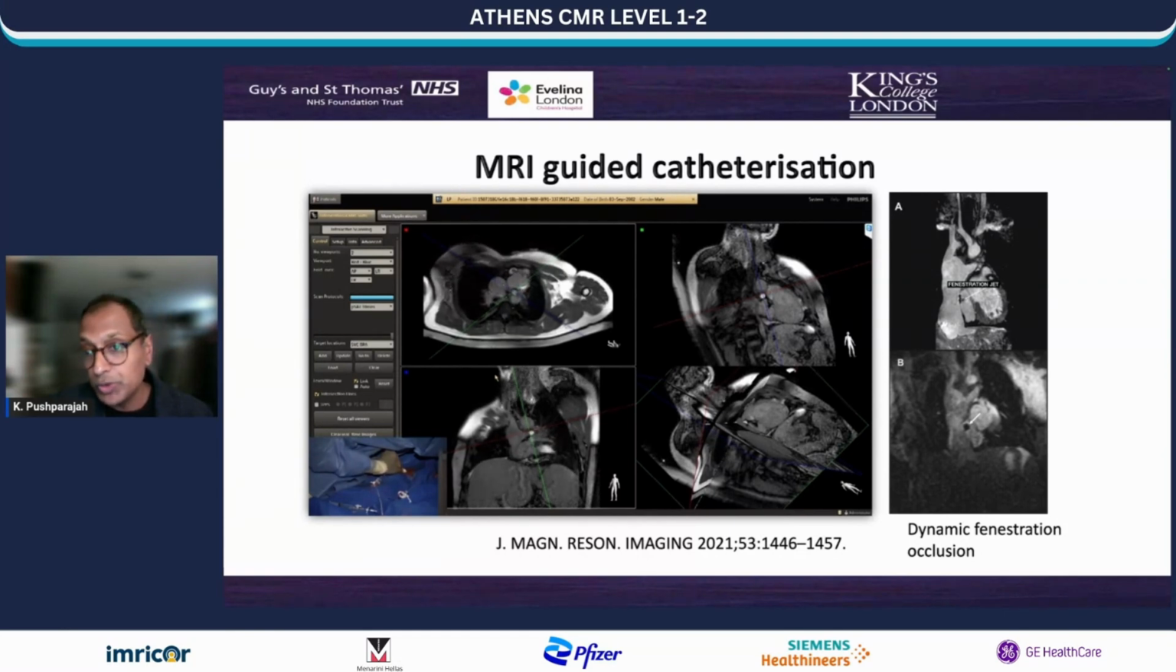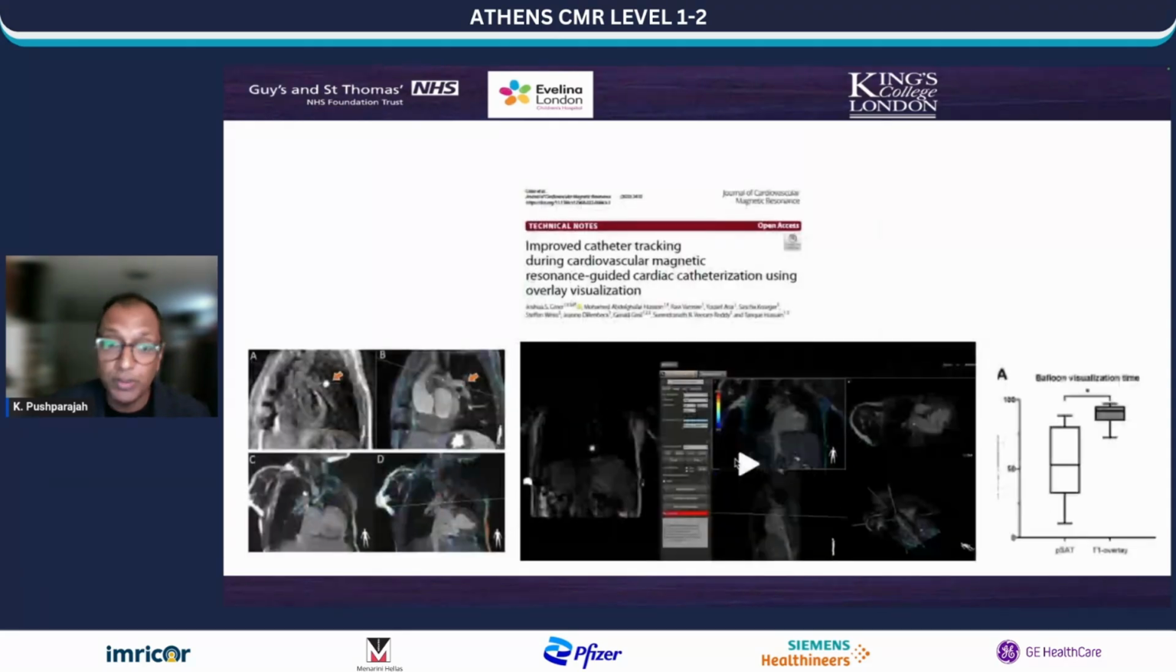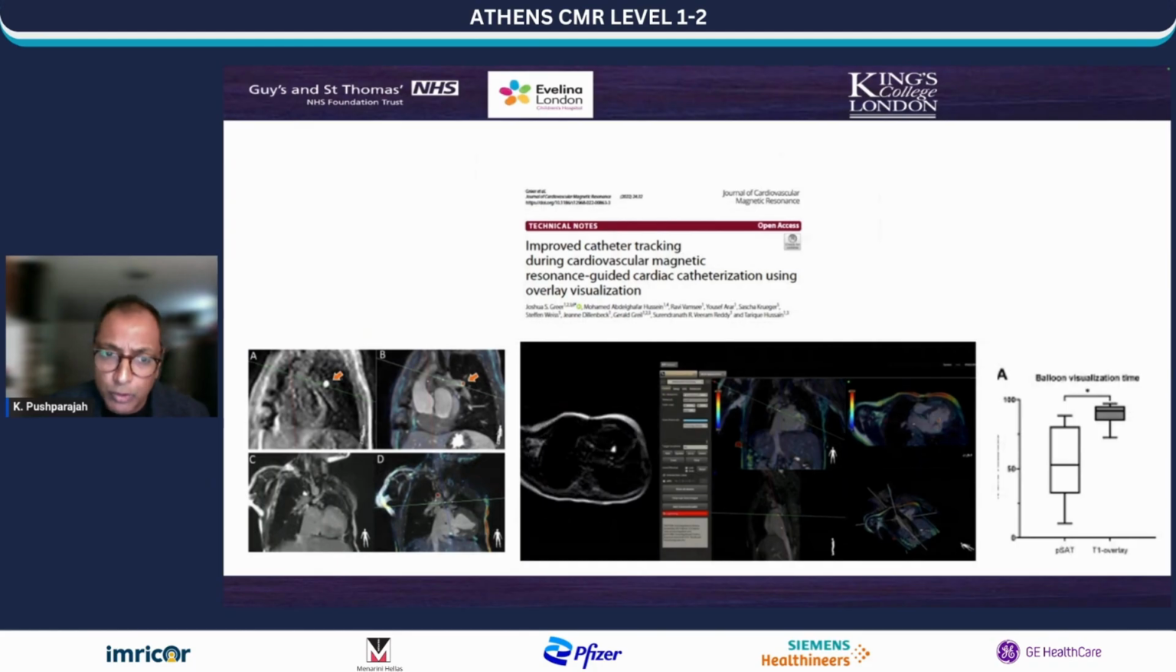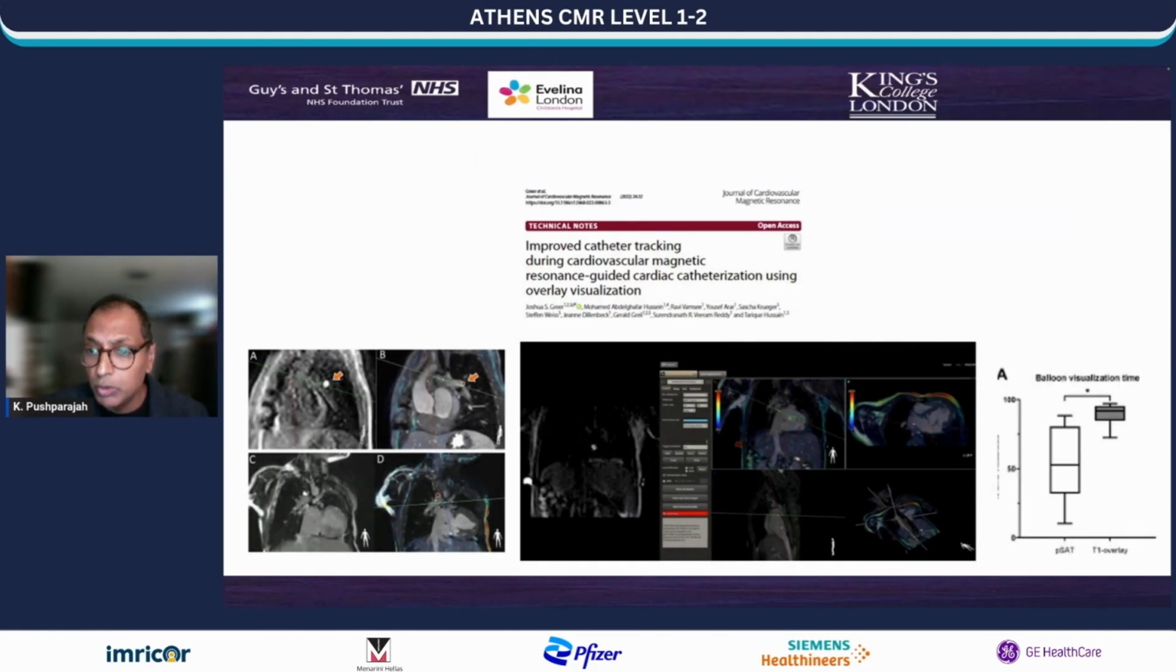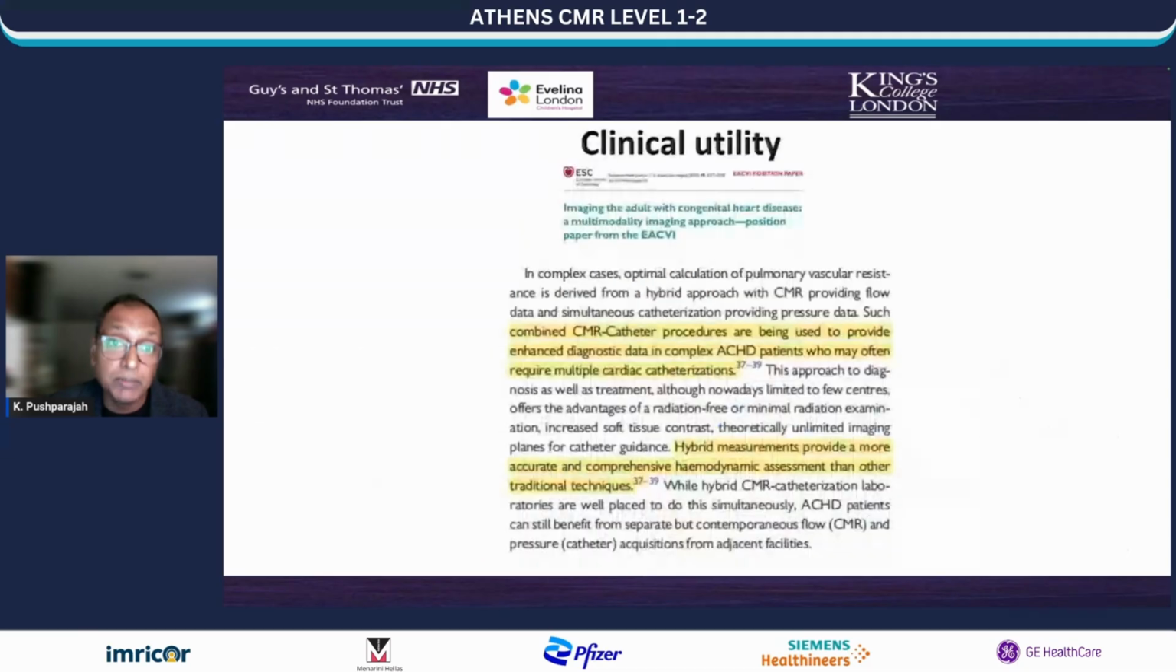You can also use it for things like dynamic fenestration occlusion, and there's a nice series of that described by Tariq Hussein's group in UT Southwestern in Dallas as a cohort of patients. They've also done things like improve the visualization techniques. Of course, it depends what kind of scanner you have and what kind of platform you have, but you can see here you're starting to show where the balloon is a bit more readily with a sort of red enhanced image here, and it increases the balloon visualization time.